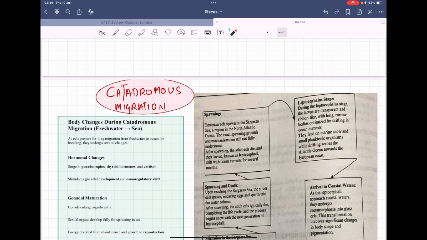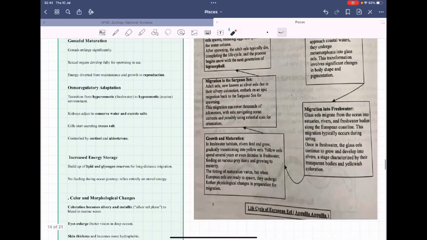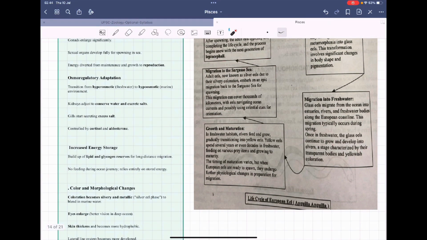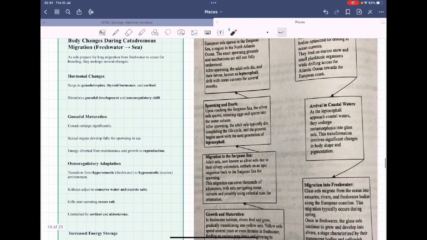After the spawning, the larvae, which are called leptocephalus, are very transparent, ribbon-like and very narrow. They feed on marine snow and plankton. They will arrive at the coastal waters, and here they will undergo metamorphosis, and later on migrate to the fresh water, and in the fresh water they will feed, and there will be growth and maturation. Later they will again migrate to the Sargasso Sea, where they will do the spawning and they will die there.